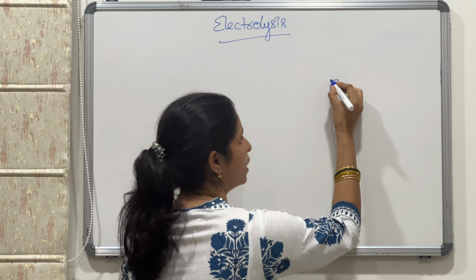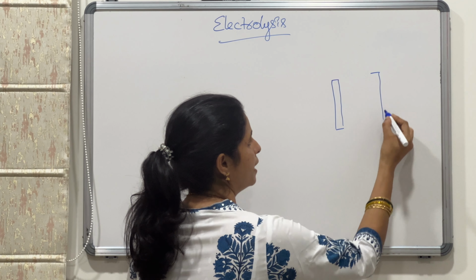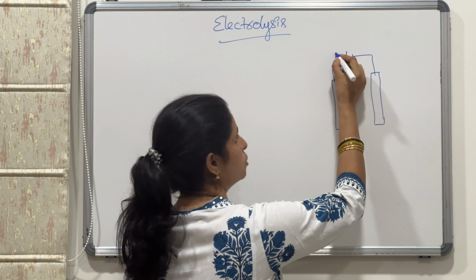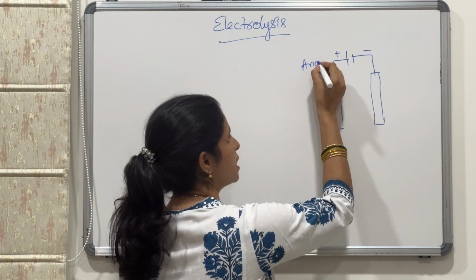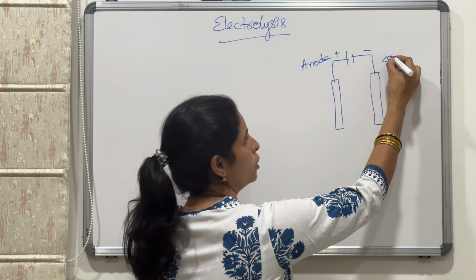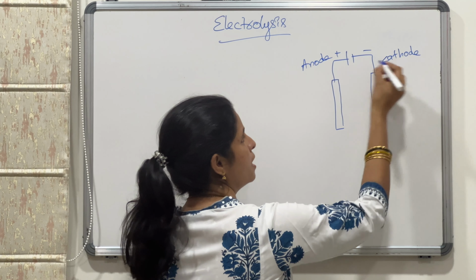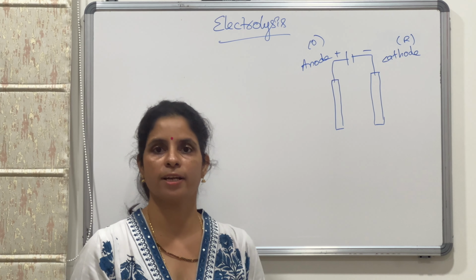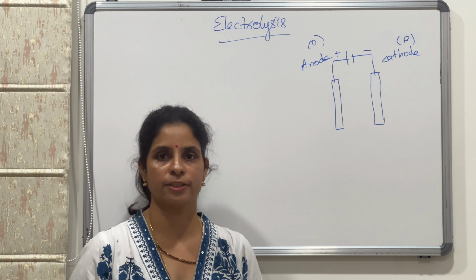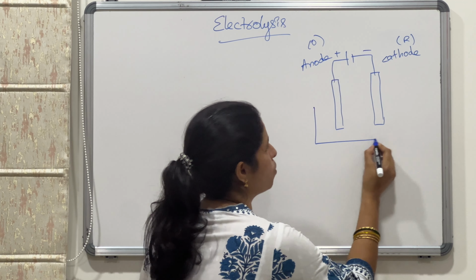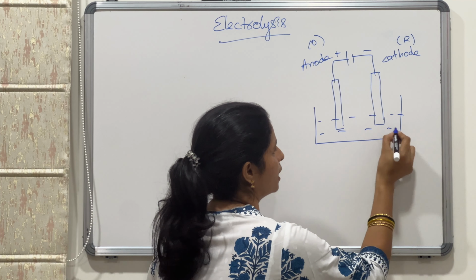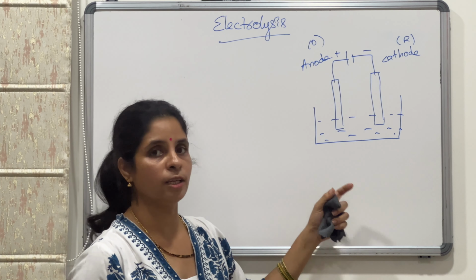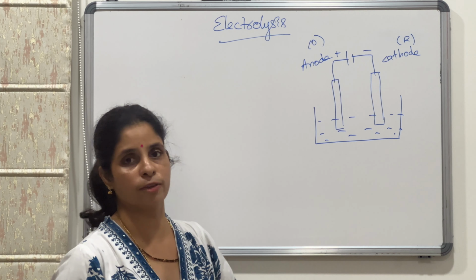Here I am taking two electrodes, and these two electrodes are connected with a battery. This is the positive and this is the negative, and the positively charged part is the anode. You know, at the anode there is always oxidation and at the cathode always reduction. Oxidation means loss of electrons and reduction means gain of electrons. Here these two electrodes are dipped into an electrolytic solution. So this is a cell I have taken.